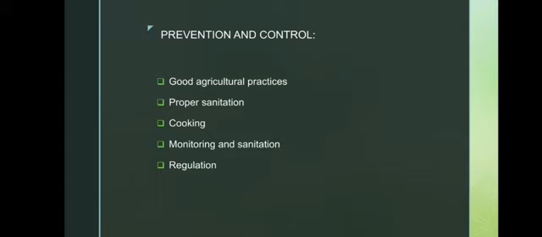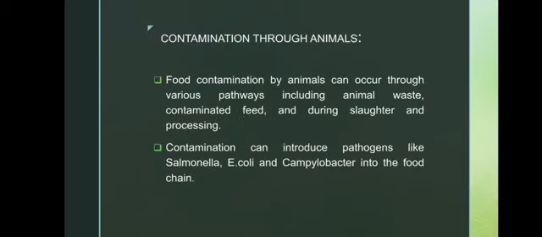And cooking the products, no matter how careful we are, we should cook the vegetables or fruits so that any microorganism if present will get killed. So monitoring and sanitation, regularly monitoring the plants and the raw materials, and sanitation is very crucial in maintaining food products. So contamination through animals.